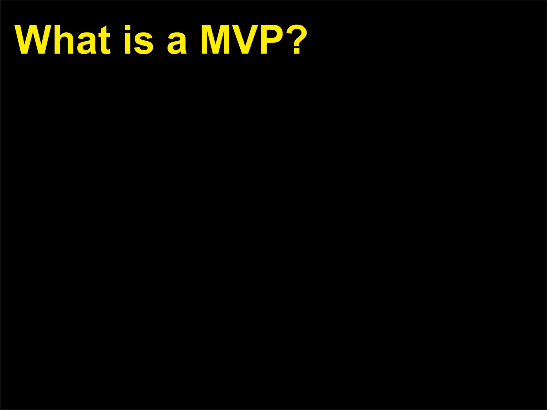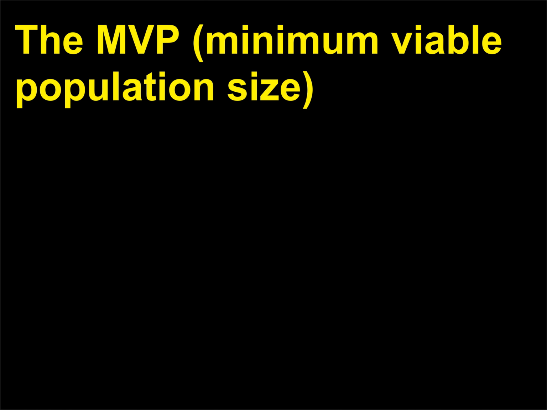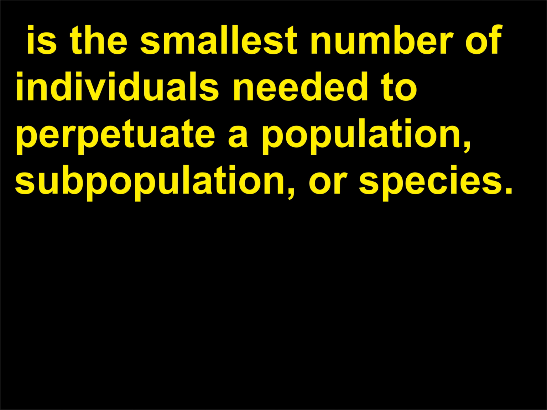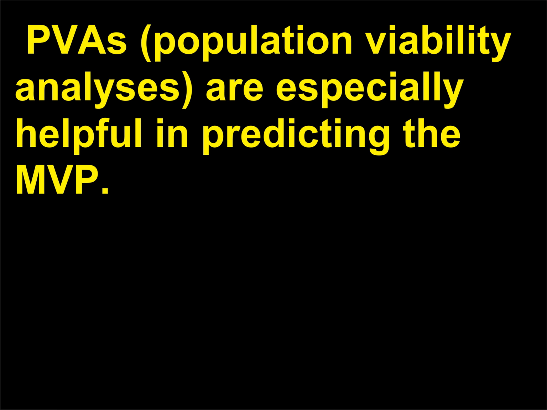What is a MVP? The MVP, minimum viable population size, is the smallest number of individuals needed to perpetuate a population, subpopulation, or species. PVAs, population viability analyses, are especially helpful in predicting the MVP.